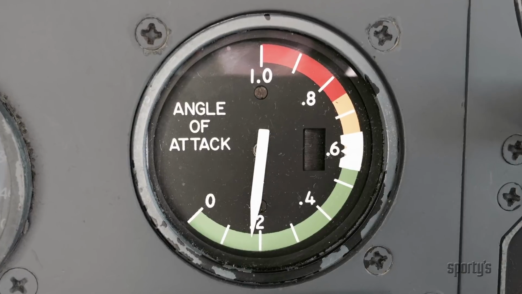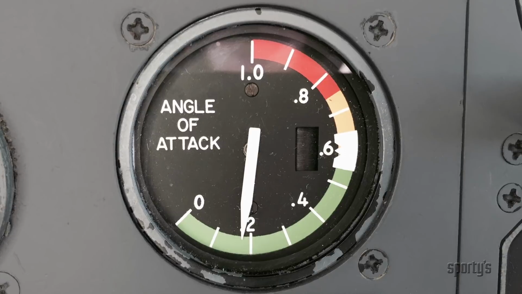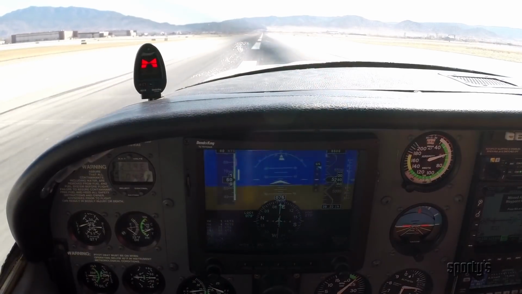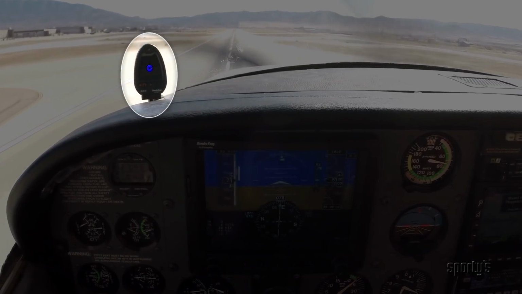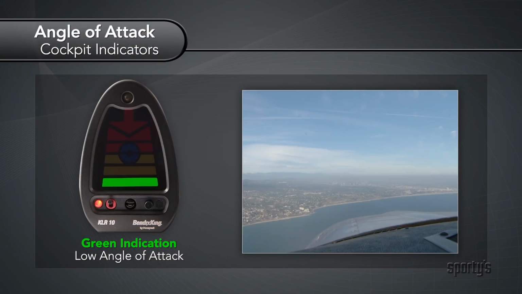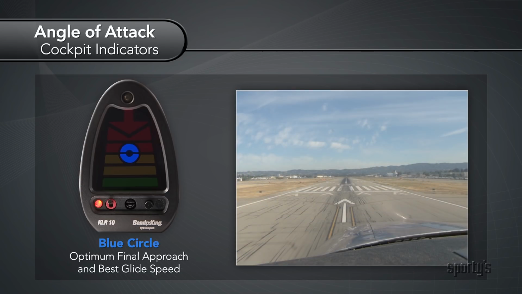Analog angle of attack instruments usually include a single hand and a dial that ranges from green to yellow to red. Digital versions are very similar, but often present colored bars in the form of a tape instead of a dial. In normal cruise flight, the angle of attack will be very close to 0 and well within the green. During landing, the angle of attack will increase and perhaps even enter the yellow area, but never the red. Some angle of attack instruments also feature a circle or donut that indicates best glide speed.